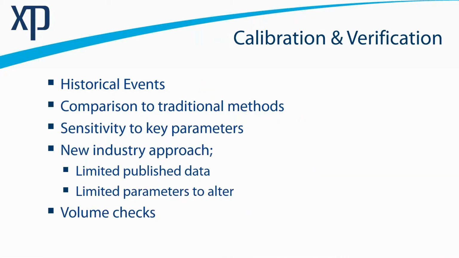So, calibration and verification. This is always the hard one, because often we just have no data whatsoever. It's no different with direct rainfall models. If anything, it's probably more important because it's new to the industry. If you can at all calibrate your model to historical events of any sort of data you can get hold of, that's very, very important.